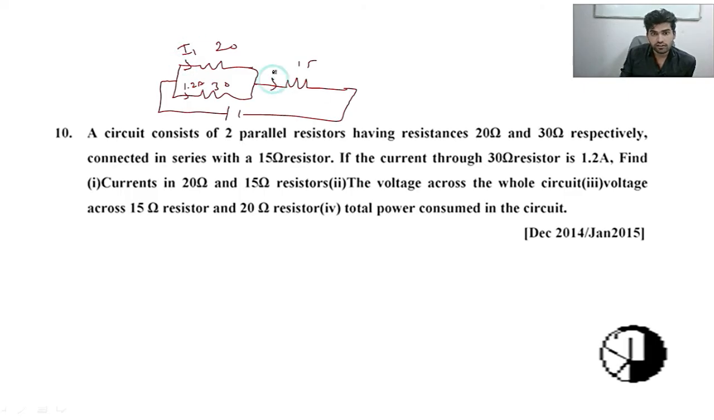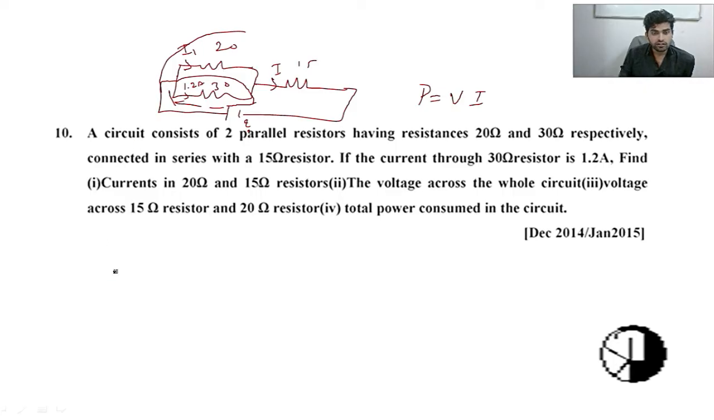I'll take this one as I. We need to calculate the voltage across the whole circuit, and the voltage across the 15 ohm resistor as well as the 20 ohm resistor. Then the total power consumed by the circuit. Power is equal to VI after calculating voltage and current. There is a clue here. I think they have given 1.2 amps to calculate the voltage for this branch, the 30 ohm branch.